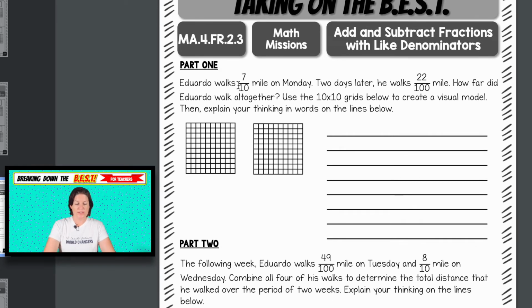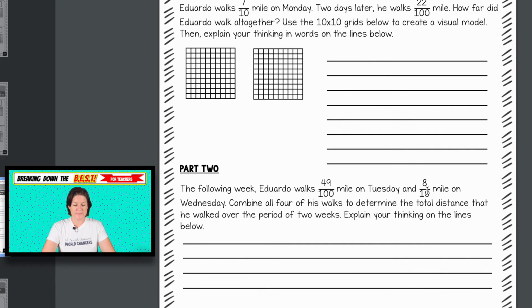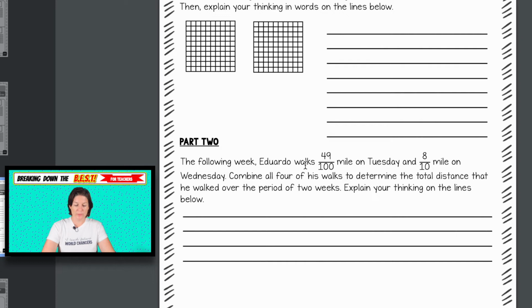It says that Eduardo walks 7/10 mile on Monday. 2 days later, he walks 22 hundredths of a mile. How far did Eduardo walk altogether? Use the 10 by 10 grids below to create a visual model and then explain your thinking in words. Part 2, the following week, Eduardo walks 49 hundredths of a mile on Tuesday and 8 tenths of a mile on Wednesday. Now combine all 4 of his walks to determine the total distance.